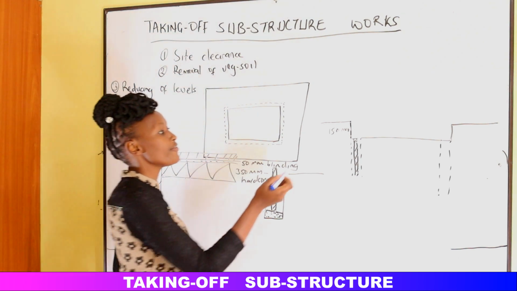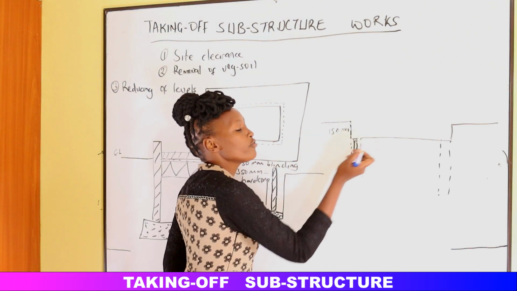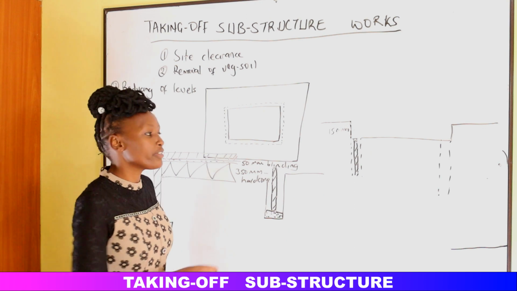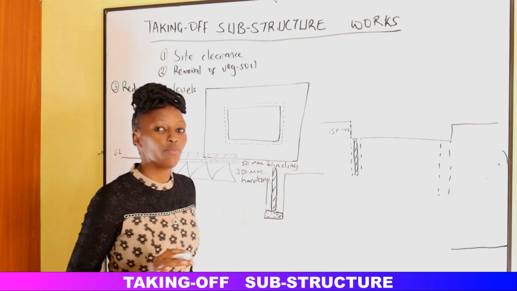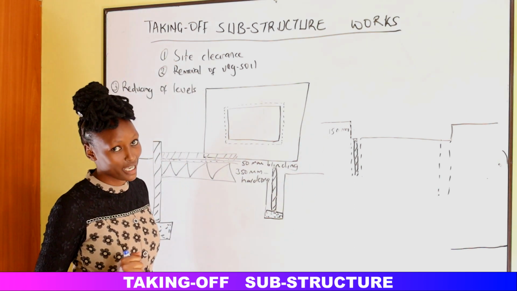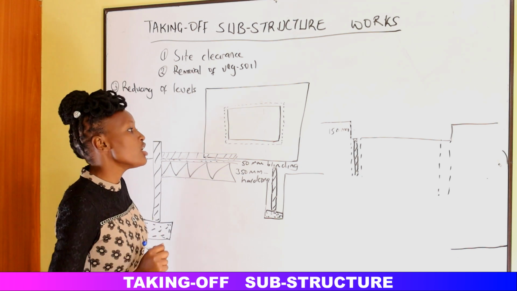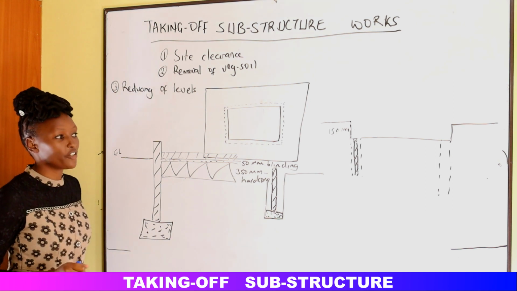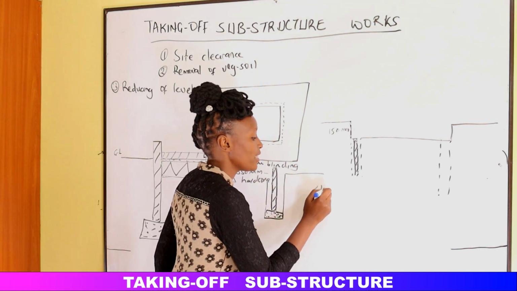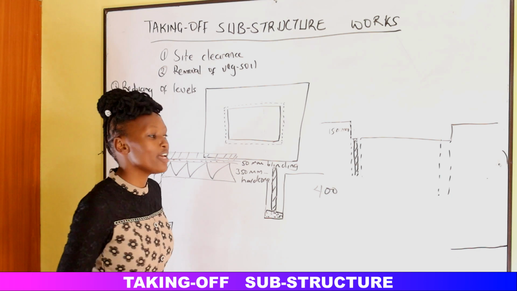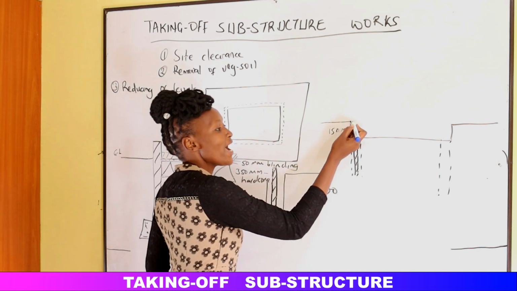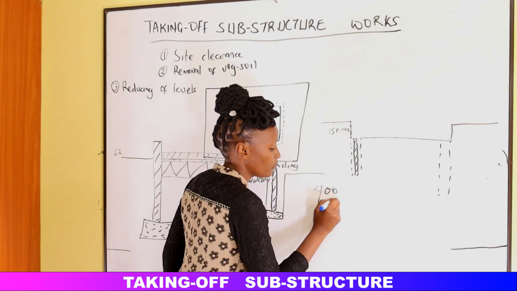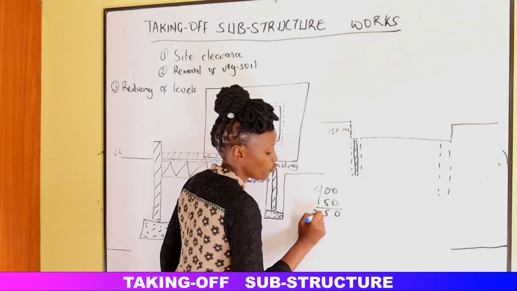When we have removed the vegetable soil, we have removed 150. So after 150, have we got to the stable ground where construction can take place? Of course not. So we take 50 plus 350, it's 400. That is what we should go down with from the ground level. We shall deduct 150 and we shall get 250.